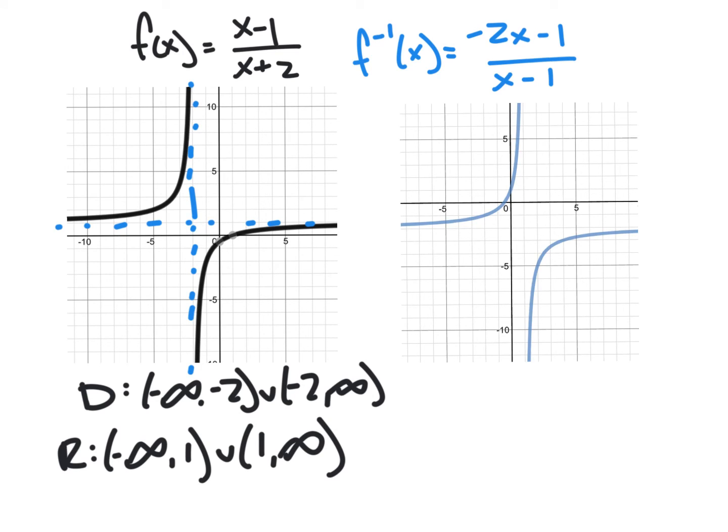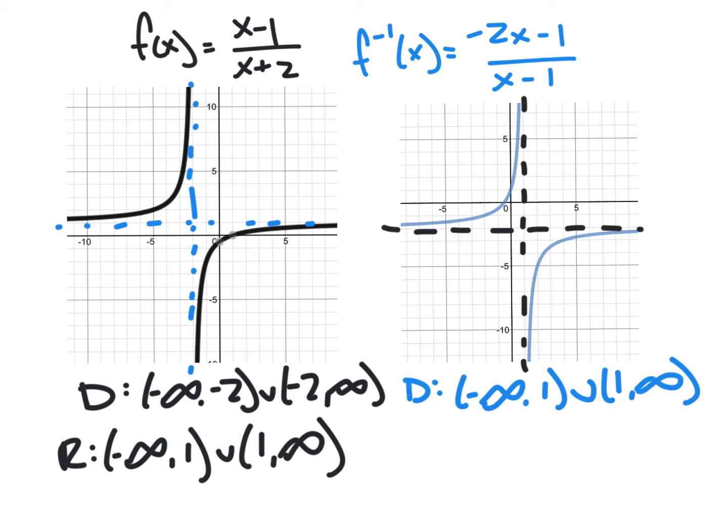And now let's look at the asymptotes of our inverse. Right, we have right here at x equals 1, and we have this at y equals negative 2. So look at the domain and range. The domain of the inverse is negative infinity to 1 union 1 to infinity. And the range is negative infinity to negative 2 union negative 2 to infinity. The domain and ranges swapped. And we knew that this function had an inverse because it passes the horizontal line test. It is invertible.